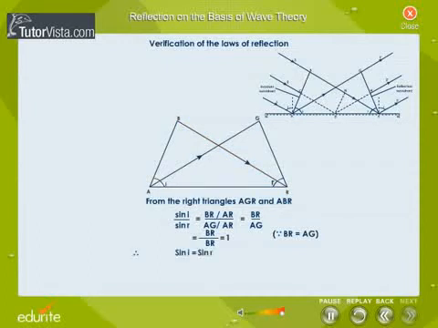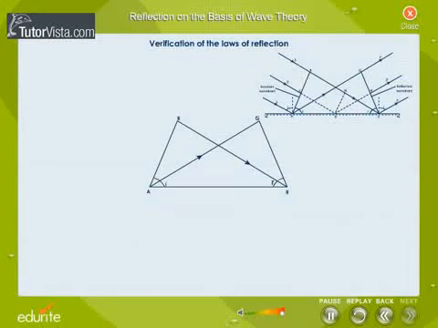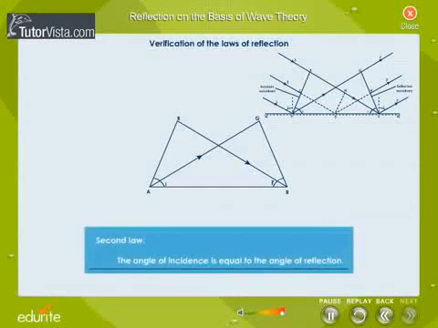Therefore, sin i is equal to sin r, or angle i is equal to angle r. Thus, the angle of incidence is equal to the angle of reflection. This proves the second law of reflection.